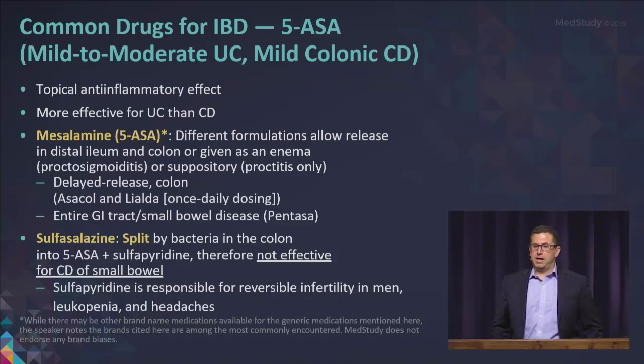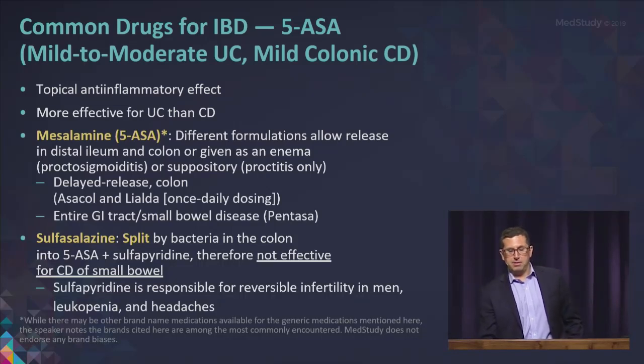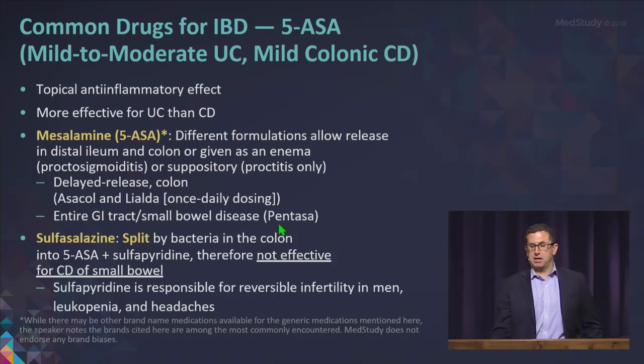So 5-ASA agents, these could be used in mild to moderate UC or mild colonic Crohn's disease. They have a topical anti-inflammatory effect, and they're more effective for UC than Crohn's disease. So mesalamine, I'm sure you see these in clinical practice all the time. There are several different formulations that allow release in different parts of the GI tract. So for example, there is delayed release, such as Asacol and Lialda, that are released in the colon. And then there's Pentasa that could be released in the small bowel and the colon as well. So this may potentially be used in Crohn's disease.